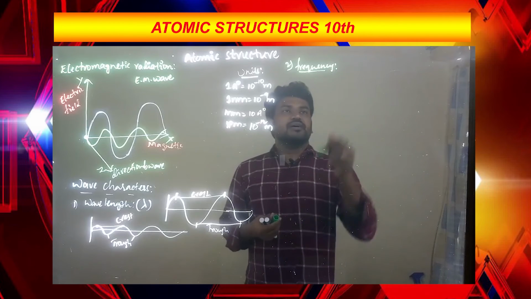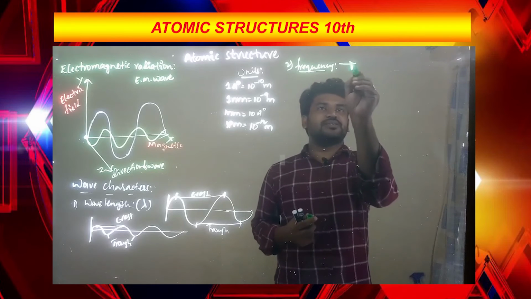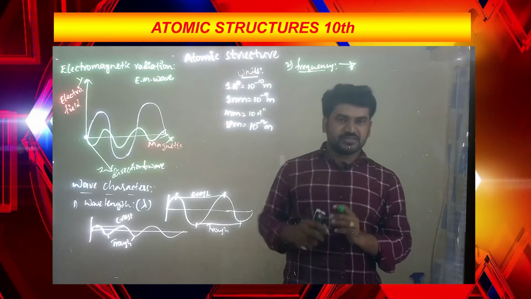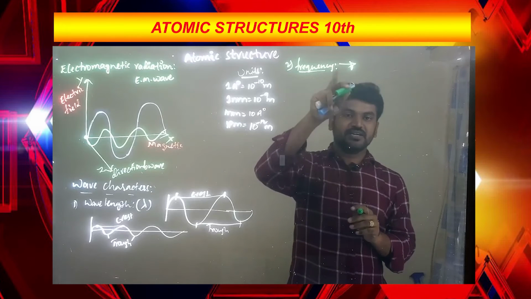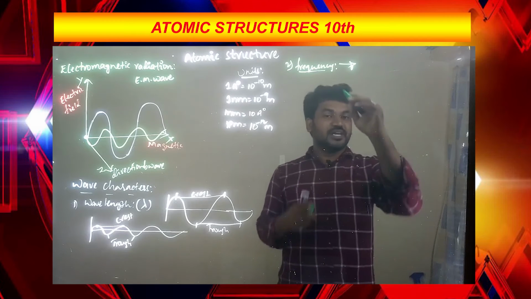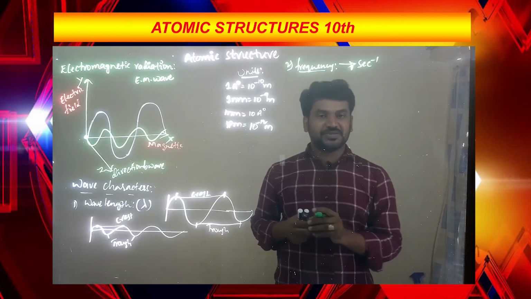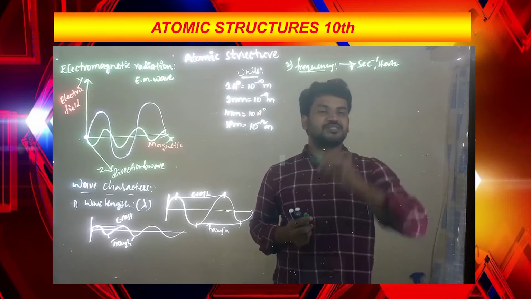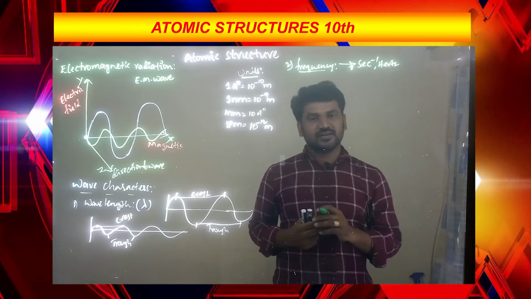Same here also. At a particular point, how many waves are passing through the point in a second, that we call frequency. The number of waves passing through a point in a second, that we call frequency, right? So we are saying in a second. So the units are what? Second inverse, and one more unit is there, that is hertz. Per second, that is second inverse or hertz, right?